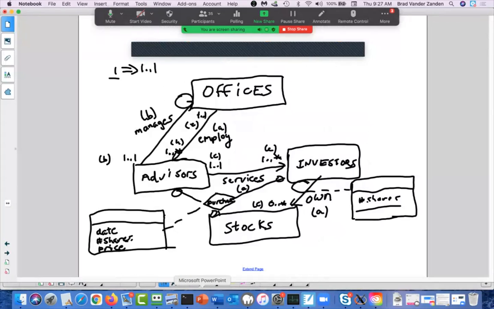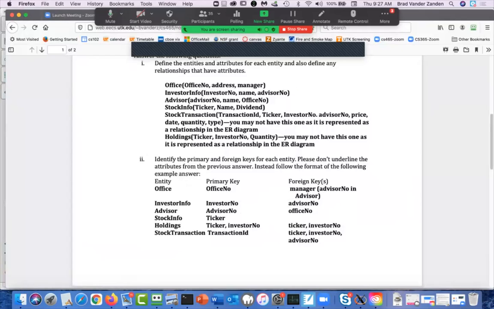There was this owns relationship, and there was this transacts or purchases relationship. So in my solution, we have a stock transaction with an ID, ticker, investor number, advisor number. So the three foreign keys, then price, date, quantity, and type. So type is sale or purchase. I didn't have that in as an attribute, but type, is it a sale? Is it a purchase? Maybe it's a transfer, some other things. And then holdings, this is the owns relationship. So we give the ticker, the investor number, and the quantity.